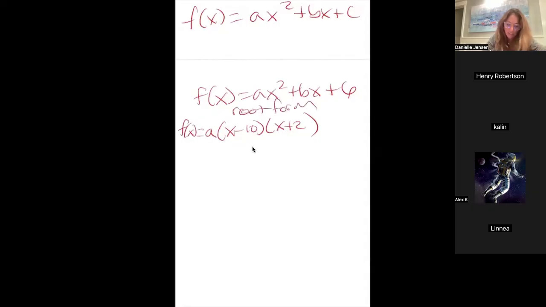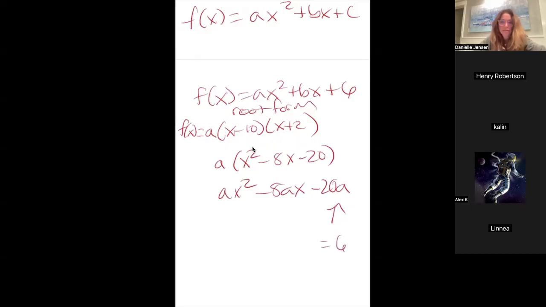Yeah, and then when you FOIL it out, you know that this is x squared minus 8x. I'm just saying this so people can follow. This is ax squared minus 8ax minus 20a, and you know this has to equal 6. Exactly. Once you found that equals 6, that just gives you what a is. Yeah, and then you multiply it out with the rest of the equation. So that's actually way easier.